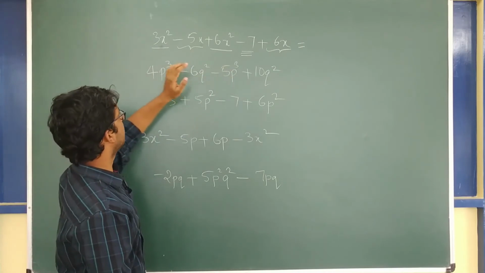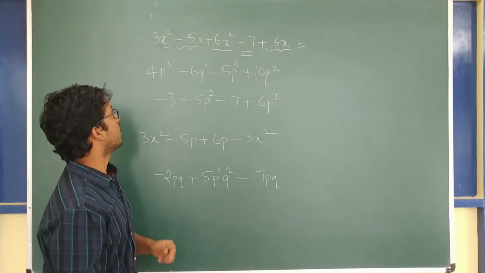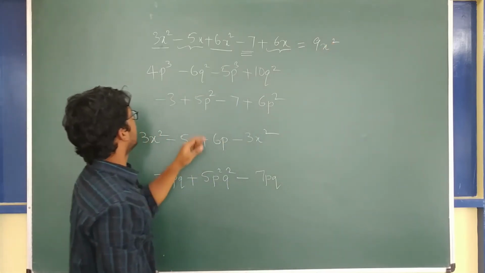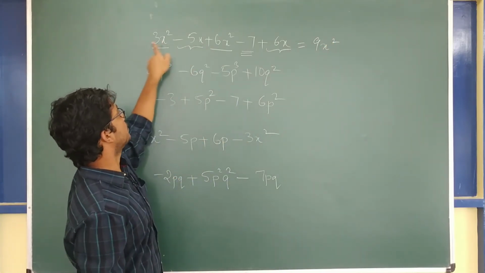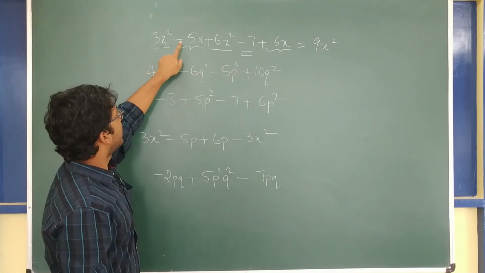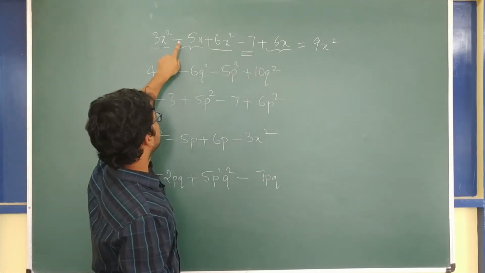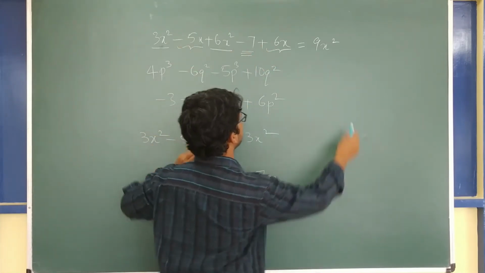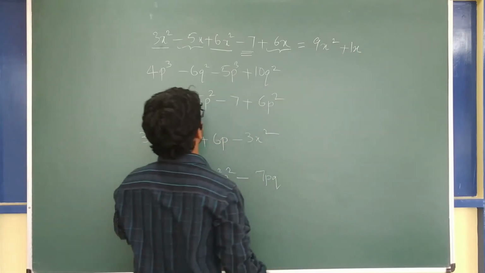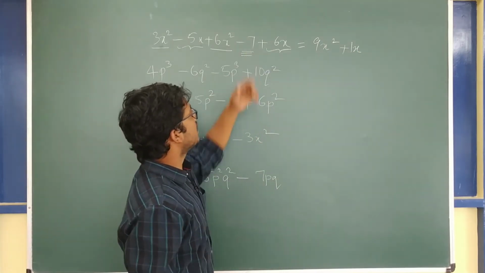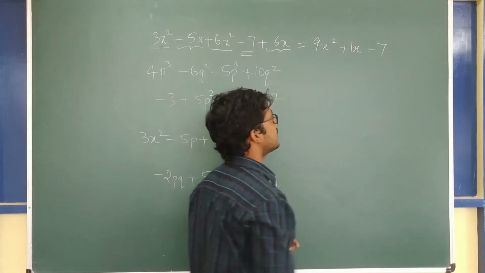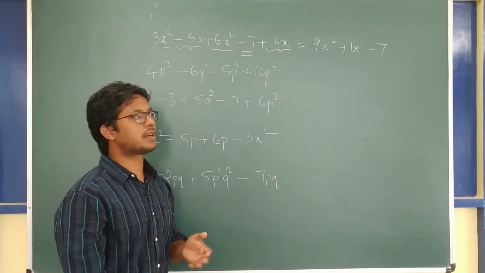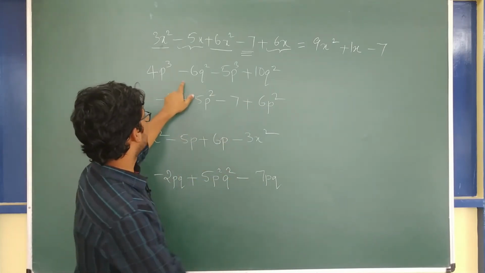So you add the like terms. 3x square plus 6x square, same sign, you add them, so it becomes 9x square. Minus 5x plus 6x, different signs, you subtract them and keep the bigger number's sign, so 6x minus 5x becomes plus 1x. And this minus 7 does not have any like terms along with it, so minus 7 remains as it is. Now all these three are unlike terms and cannot be added any further, so that is the final answer.